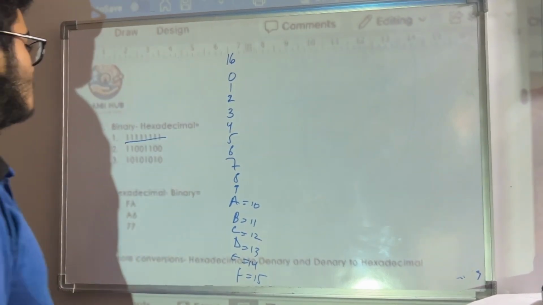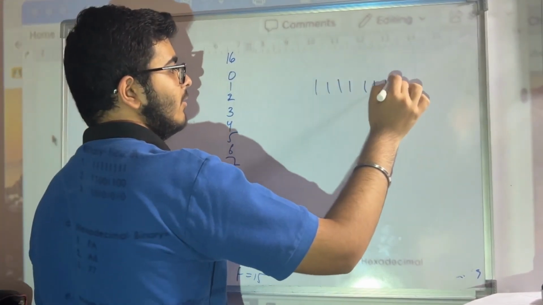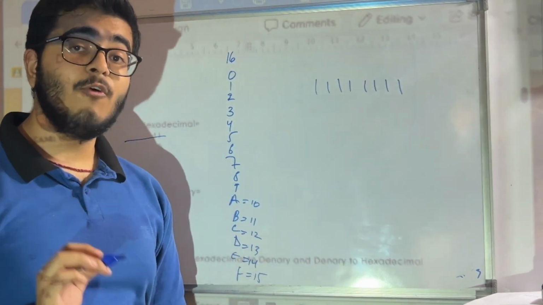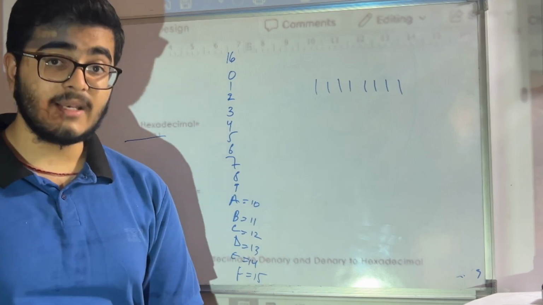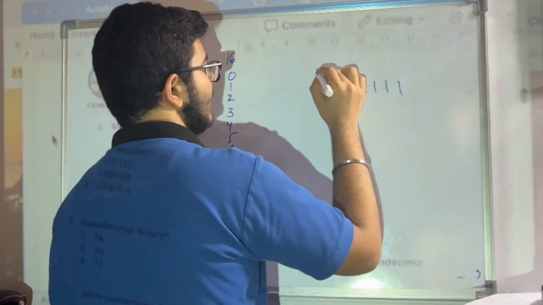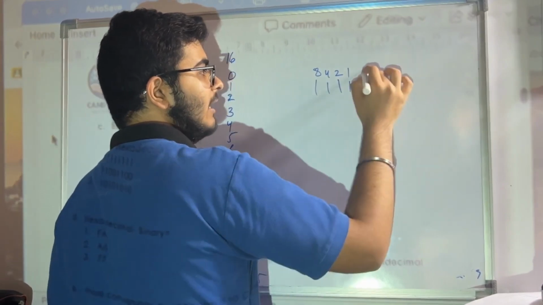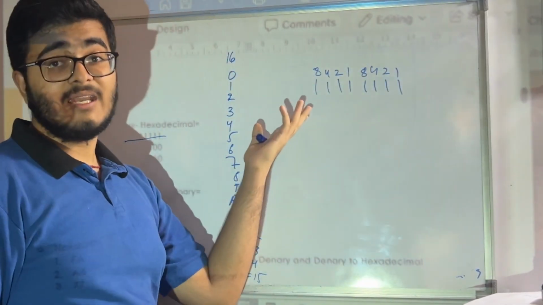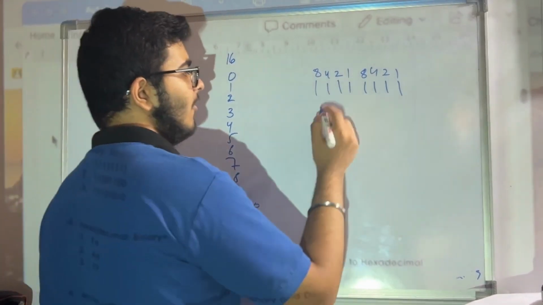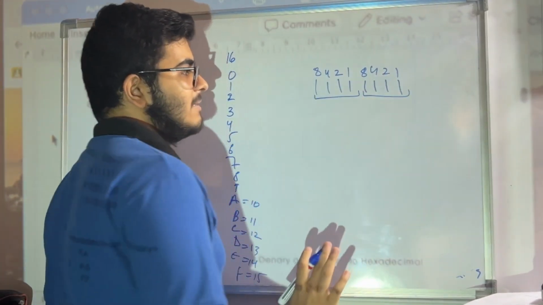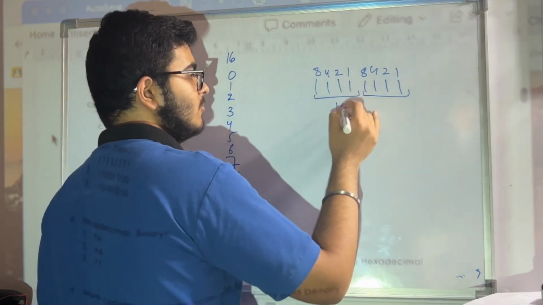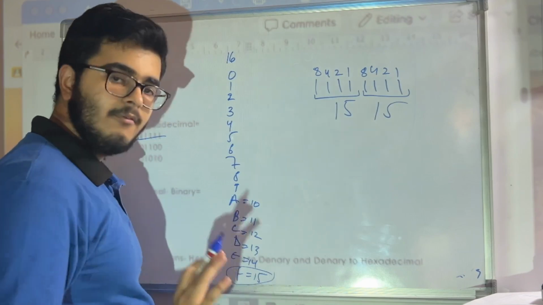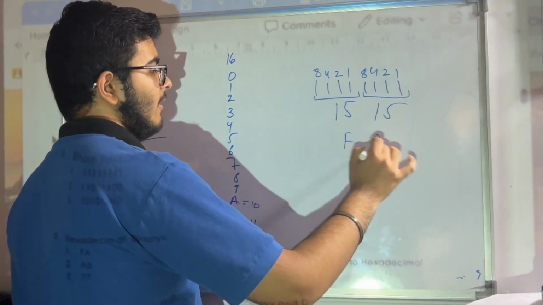Now let's solve. So our question is 11111111, right? Now what I'm going to do is I'm going to use a method known as 8421. Wherever I have ones, I need to add. So this is a special case. I have ones everywhere, so I'm going to add. First of all, I need to divide it into 4 bits, right? So I'll have the answer to be 15 here and 15 here. What is 15 in hexadecimal? It is F, right? So we're going to write F.